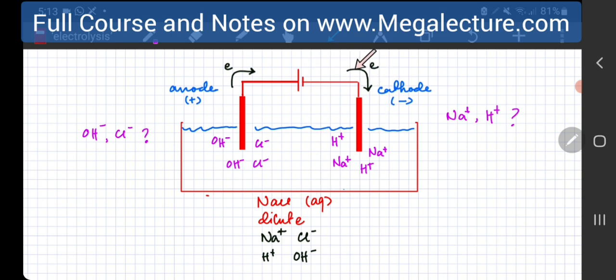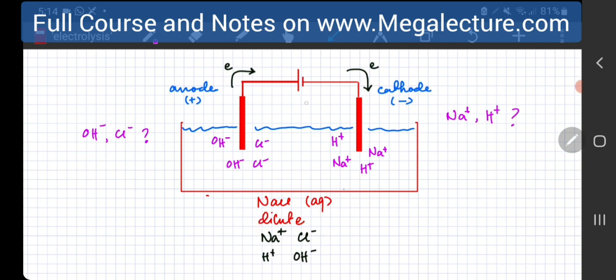The negative cathode is giving electrons, and the positive anode, from the battery, is pulling electrons back again. Now, NaCl aqueous means that you're going to have Na+ and Cl- ions. Na is group 1, so that's why I know that it's plus 1. Cl is group 7, so I know that that's minus 1. And since it's aqueous, there's going to be H+ ions and OH- ions as well. So we've got these two ions as well.